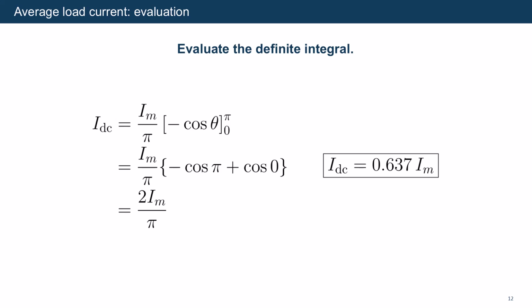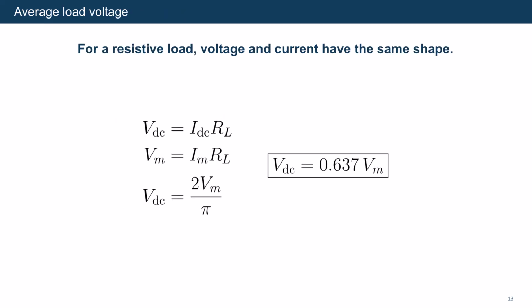This is twice the half-wave average for the same peak. For a purely resistive load, the instantaneous voltage and current are proportional. Multiplying the average current by RL gives the average load voltage. Since Vm equals Im RL in the ideal circuit, VDC is 2 Vm divided by pi, again 0.637 of the peak.